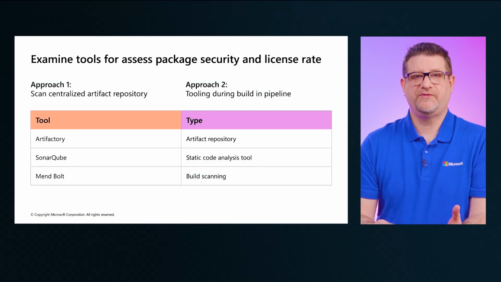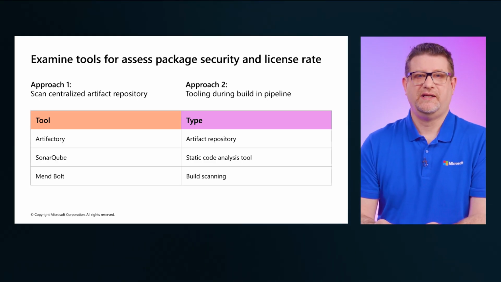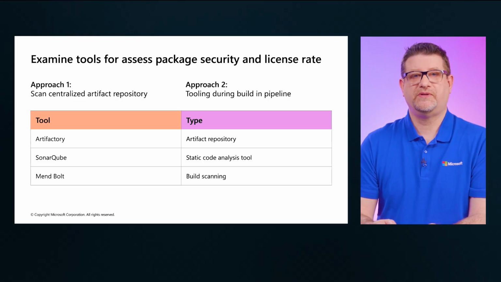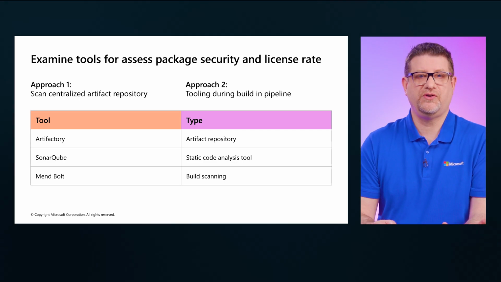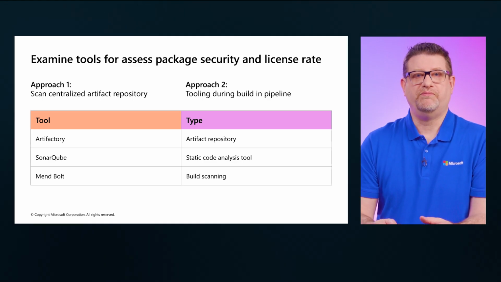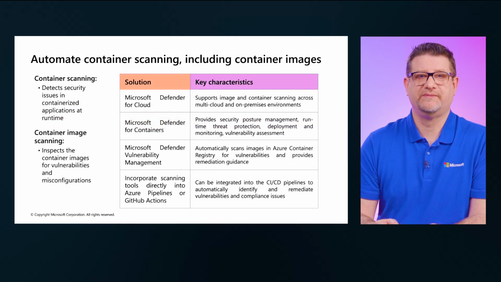When it comes to securing our software supply chain, choosing the right tools for assessing package security and license rating is essential. Here we're highlighting two main approaches: scanning a centralized artifact repository and using tools during the build process in our pipeline. For example, solutions like Artifactory serve as artifact repositories, helping teams manage and scan packages before they're used in builds. Tools such as SonarQube provide static code analysis, catching vulnerabilities and code quality issues early. Mend Bolt focuses on build time scanning, integrating security checks directly into our CI/CD pipeline. And this layered approach ensures that both the source and the packages themselves are continuously monitored for risks.